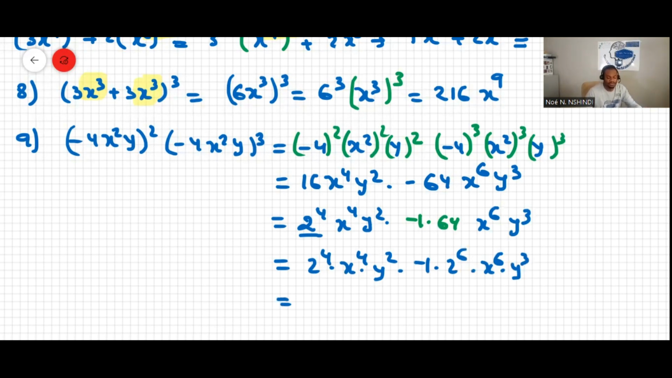We can combine common bases like 2 to the 4 and 2 to the 6 makes 2 to the 10, multiplied by x to the 10, multiplied by y to the 6. And 2 to the 10, I know the value of that, makes 1024, x to the 10, y to the 6.